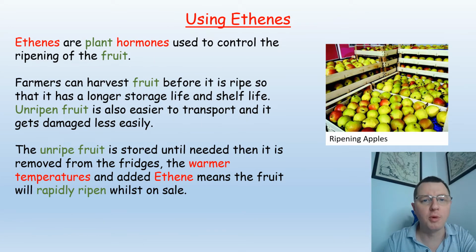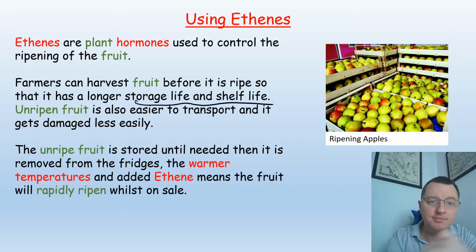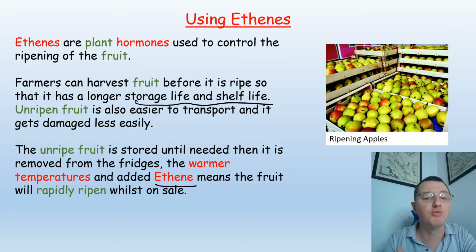The second plant hormone we're going to look at are the ethenes. Ethenes are plant hormones used to control the ripening of fruit. Farmers can harvest fruit before it's ripe, and that means it will have a longer storage and shelf life. Unripe fruit is also easier to transport as it gets damaged less easily. The unripe fruit is then stored until it's needed, and then when it's removed from fridges to warmer temperatures, and added ethenes means that the fruit will rapidly ripen whilst it's on sale.